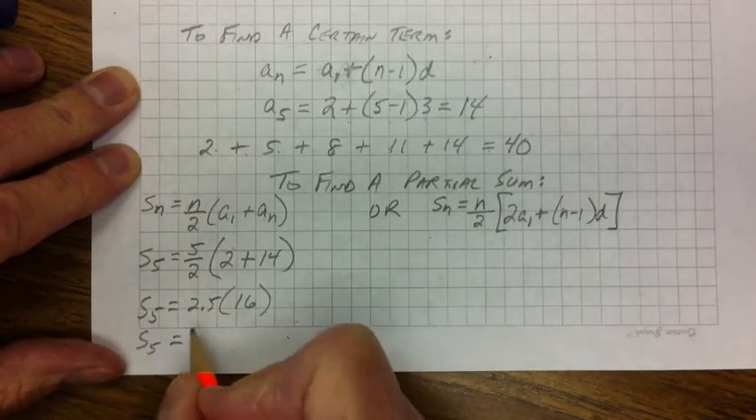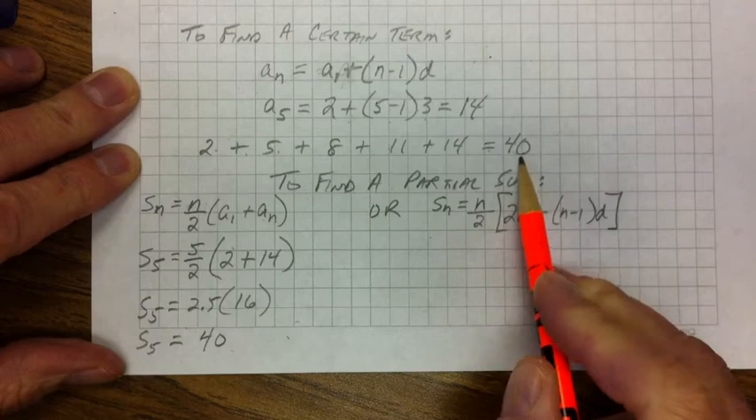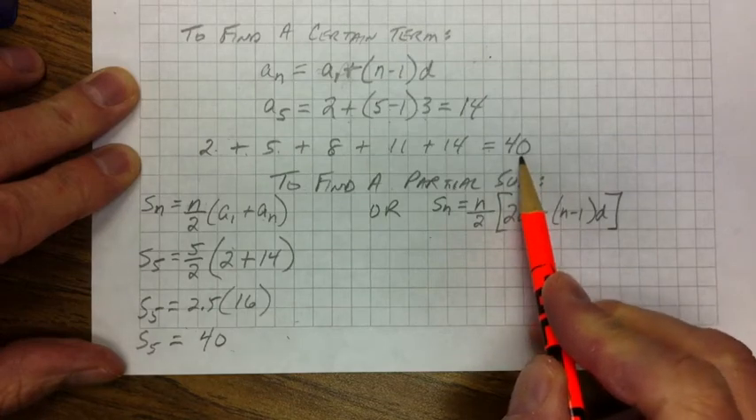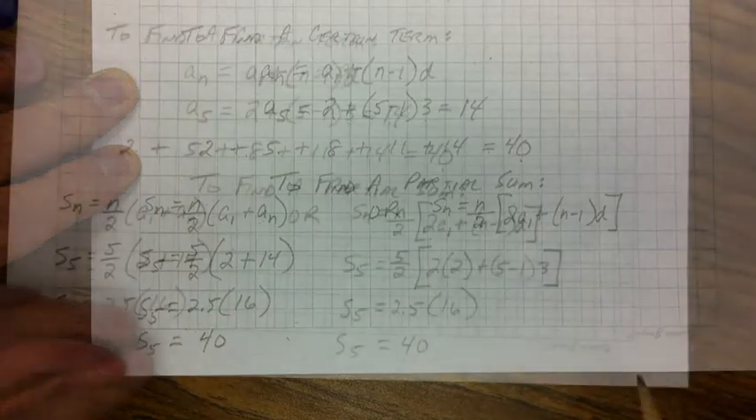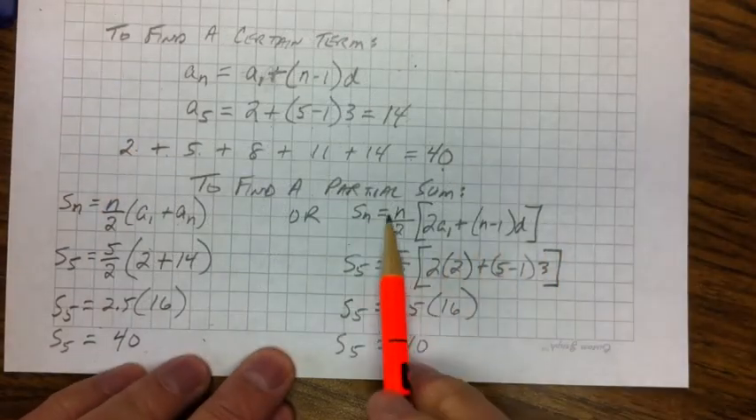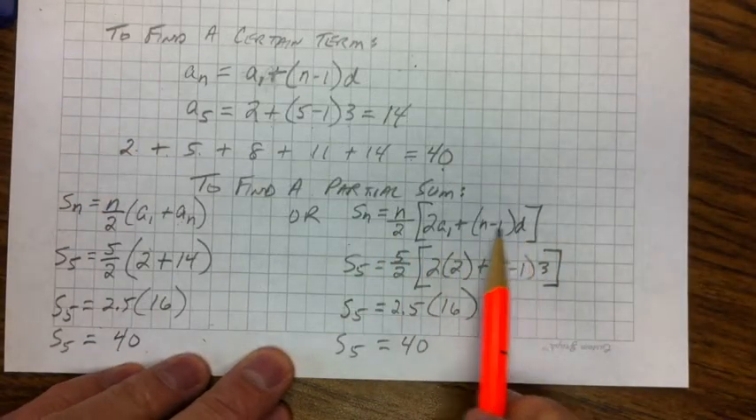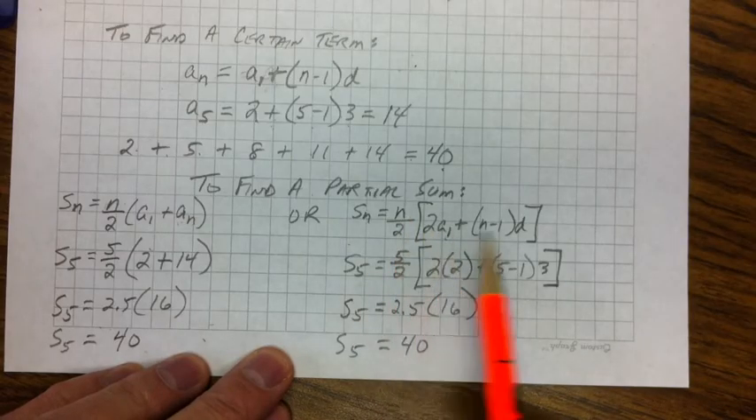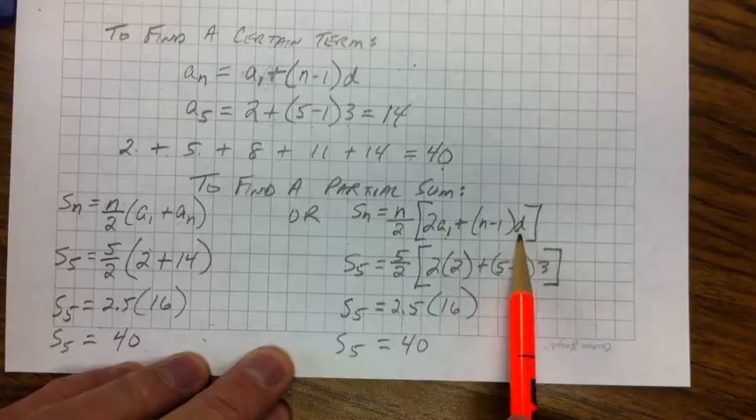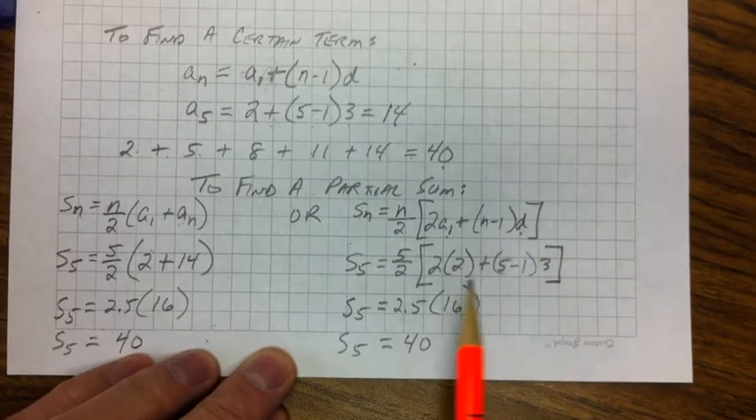And 2.5 times 16 gives us our 40, which we already knew it was going to be 40 because we did it by hand. But here's a formula that works if you know the first and last term. Now, if you don't know the last term, you might want to use this longer formula because all you need for the longer formula is the number of the terms that you're adding and the first term and the common difference. So if that's all the information you have, use this longer formula.